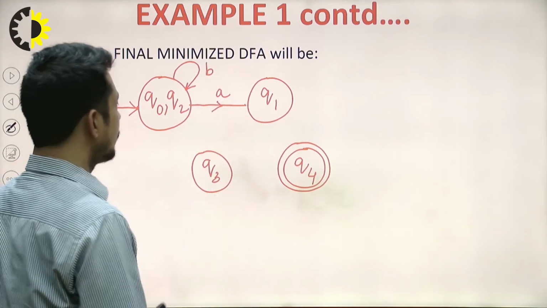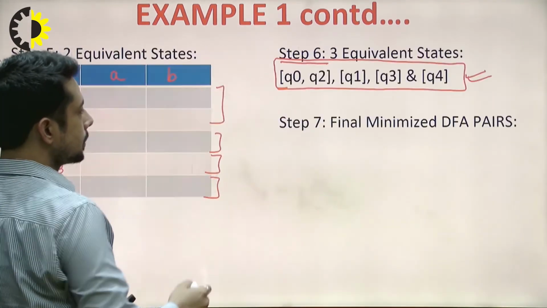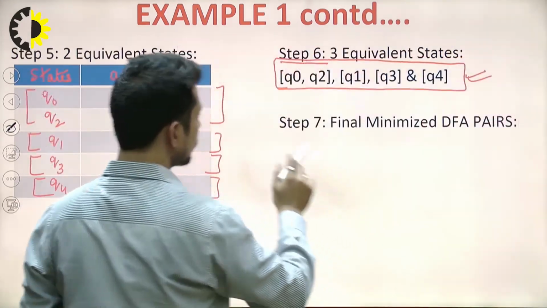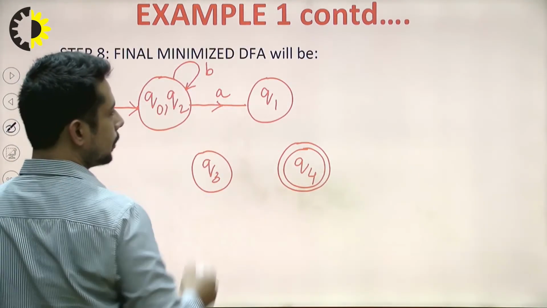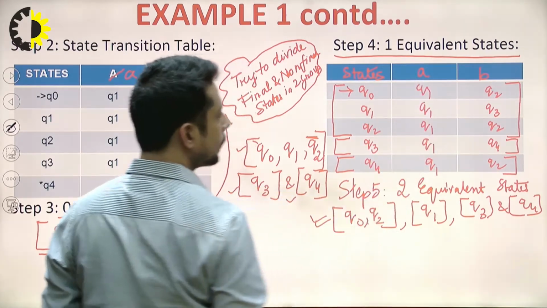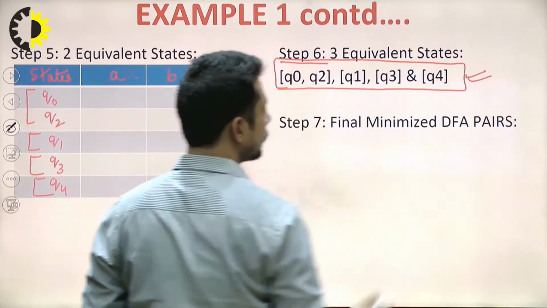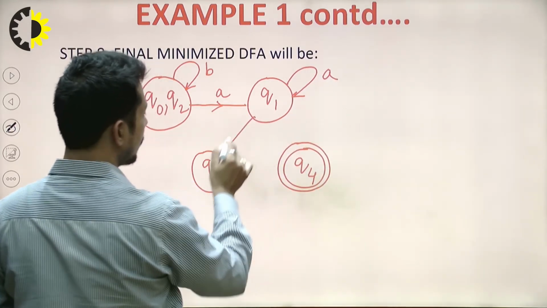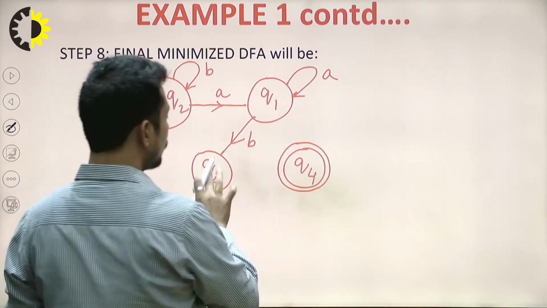Similarly, I need to check the rest. Q0 and Q2 I have done now. So Q0 and Q2 is done. Now I will check for Q1. So if we look into Q1, on seeing A, it is going to itself. On seeing B, it is going to Q3. So itself, correct. Then I will go to Q3.